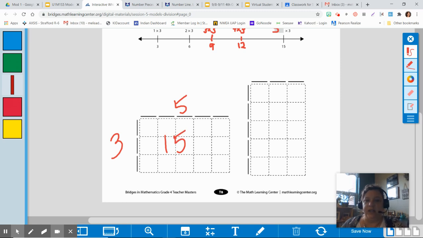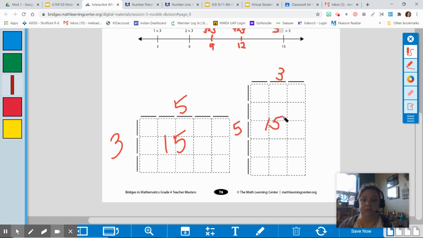Now over here on the other side, I've got this way, and that's got 1, 2, 3, 4, 5 columns, or 5 rows this way, and 3 columns. Now, is it still going to be 15? 1, 2, 3, 4, 5, 6, 7, 8, 9, 10, 11, 12, 13, 14, 15.